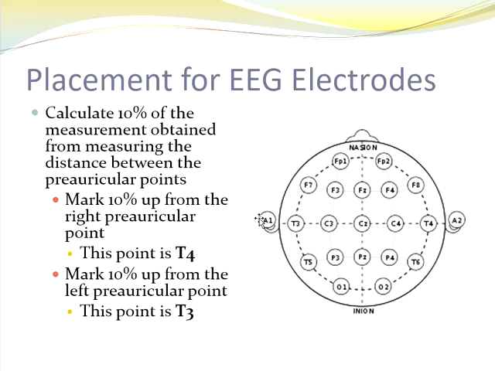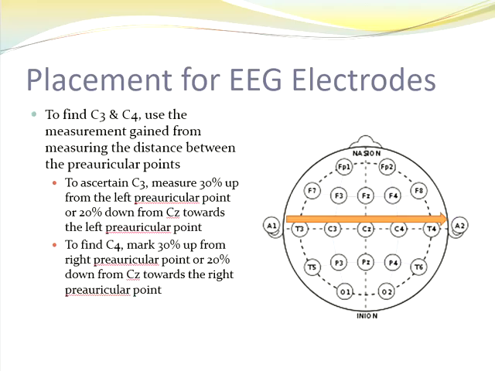From there, you're going to measure up 10% of the preauricular to preauricular on each side to make your first mark for T3 and T4. And then you're going to find your measurement for C3 and C4. So again, this is 10% from A1 to T3, 10% from T4 to A2, which means each of these different segments is 20% of the entire measurement from preauricular to preauricular. So from the CZ, measure 20% of the preauricular to preauricular measurement down to make your first mark for C3, and then again on the other side to make your first mark for C4.